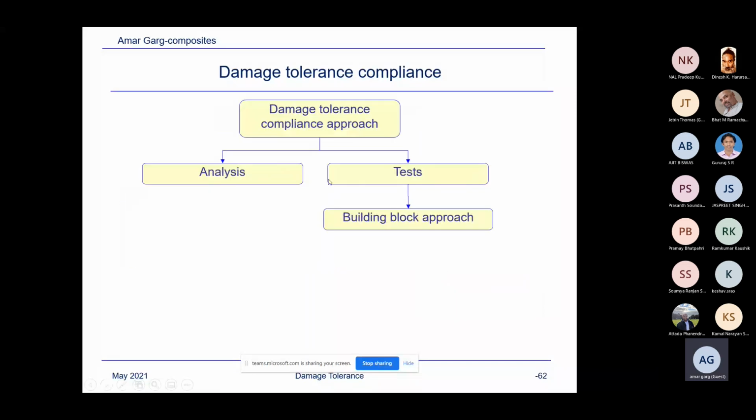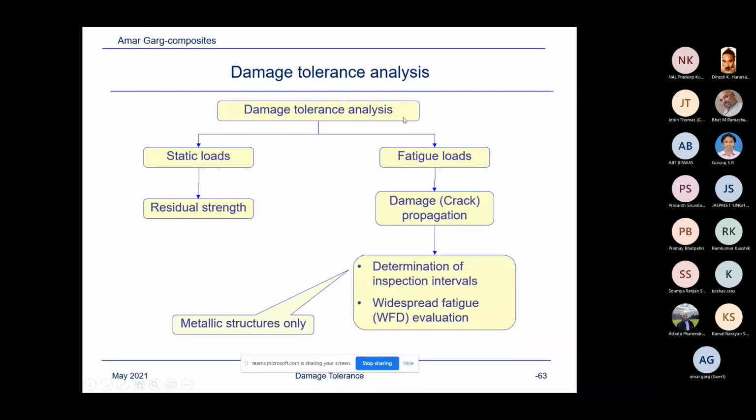Okay, damage tolerance compliance approach, analysis and by test. Test uses the building block approach. Now, I'll not go into the details of this because I already showed it earlier during my certification. So damage tolerance analysis, static loads, residual strength, and this is what we do in composites. In metals, fatigue loads, then damage propagation is considered. In composites, as I've always been emphasizing, we can't consider the damage growth, except probably the delamination, which again, as I said, I would not consider currently.